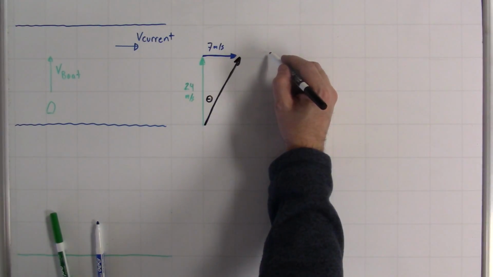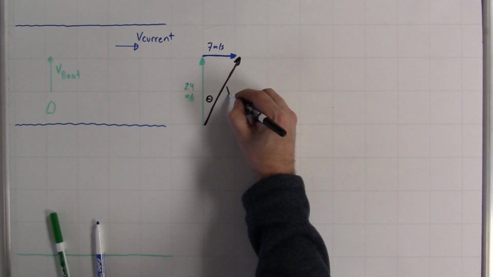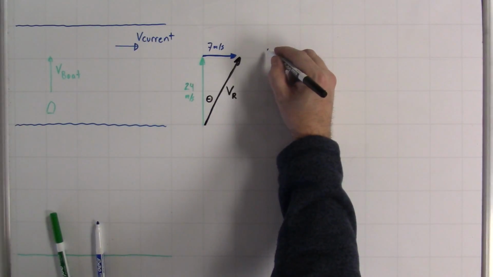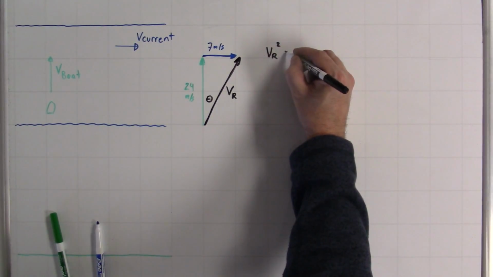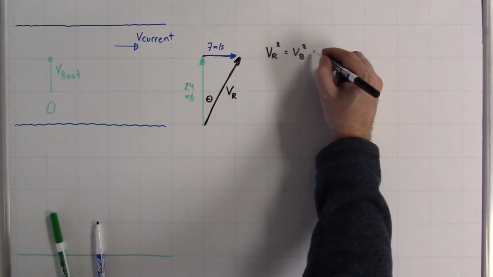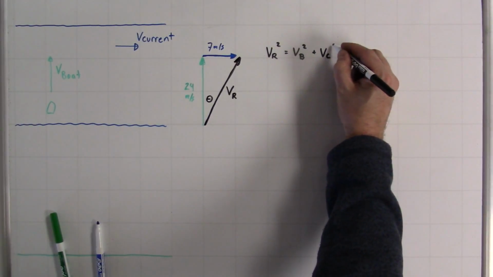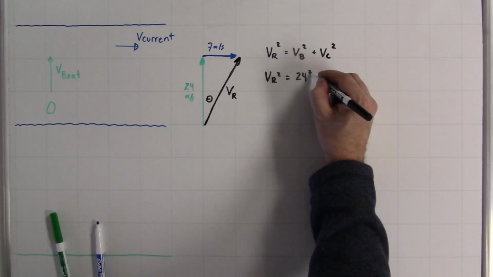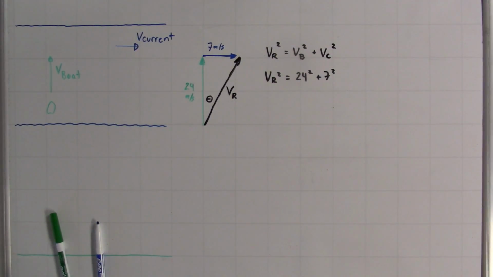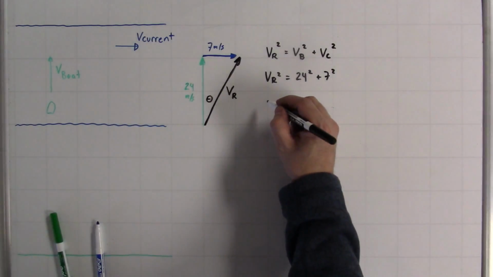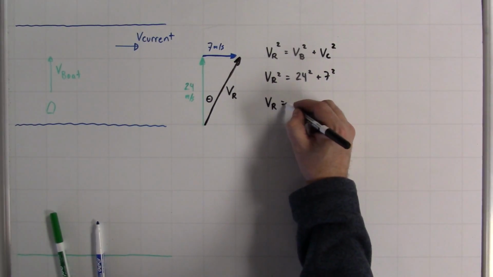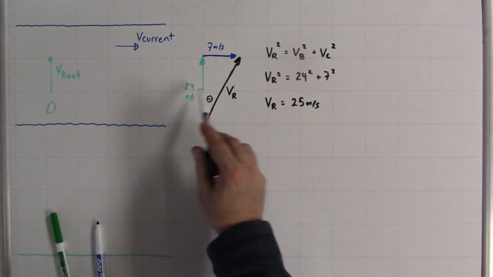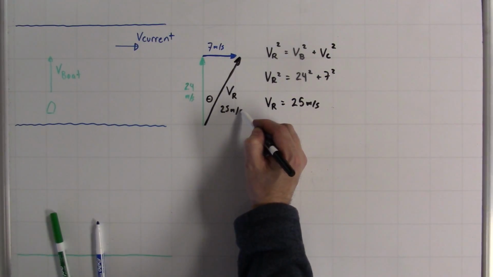So I would say that we're going to call this the resultant. VR is V resultant. So if I want to find this, I would say that the V resultant squared is equal to the V boat squared plus the V current squared. V resultant squared is equal to 24 squared plus 7 squared. In this case, with a little bit of math magic, you realize that the resultant velocity is equal to 25 meters per second. And this is a classic 7, 24, 25 right triangle.